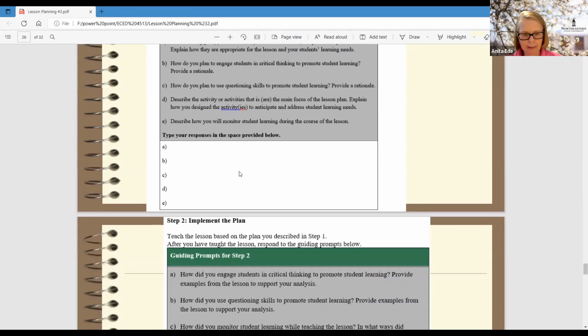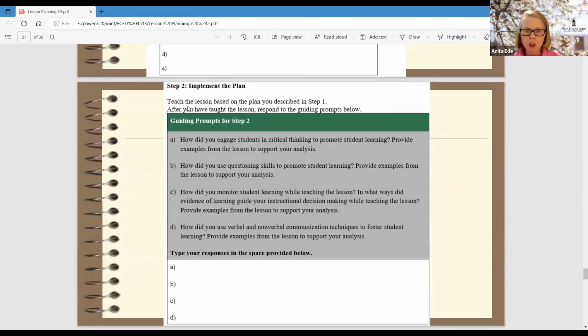This is a plan. And then step 2, this is after you have taught the lesson. How did you engage students in critical thinking to promote student learning? Provide examples. Be specific. How did you use questioning skills to promote student learning? Provide examples. Remember, always open-ended questions. Anytime you give a question to a student that can have a yes or no answer, it's not good. It just shuts things down.